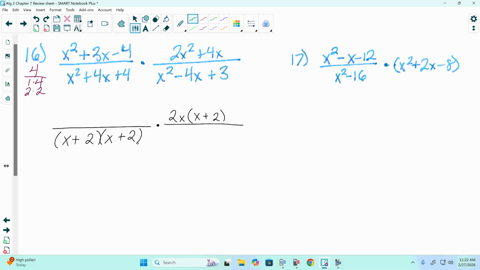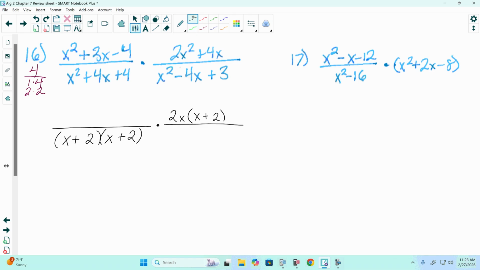And if I check this off to the side, we'd get positive 2x plus 2x is equal to positive 4x. That is the middle term we wanted, so these are indeed the correct factors. Two more to factor, numerator, denominator, top or bottom. Where do we want to go next?